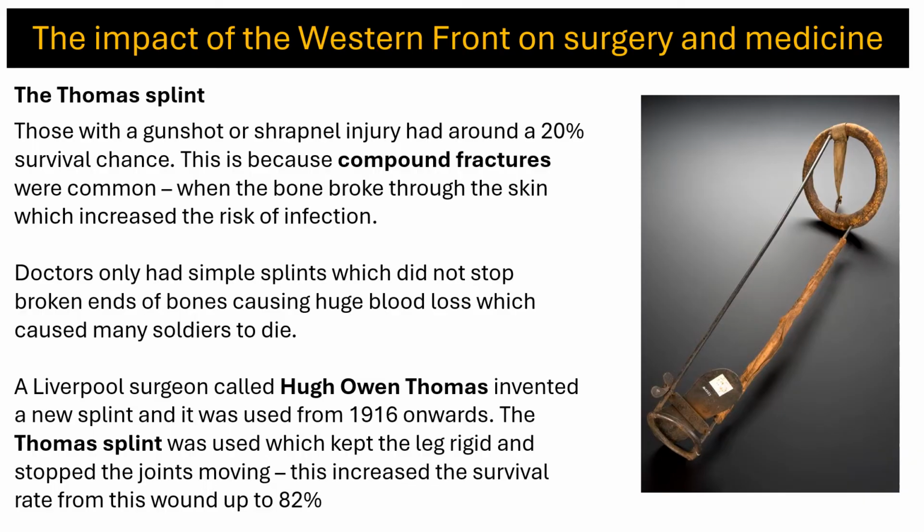However, a Liverpool surgeon called Hugh Owen Thomas, which gives us the name of the Thomas splint, invented a new splint, and you can see a picture of it there. It was used from 1916 onwards. The Thomas splint kept the leg rigid and stopped the joints moving, and that lessened the concern about blood loss, and that increased the survival rate from this wound up to 82%.